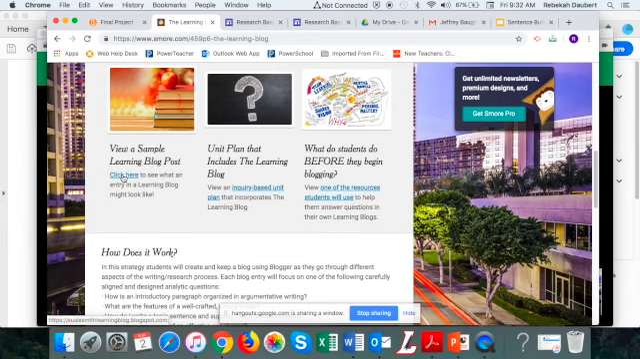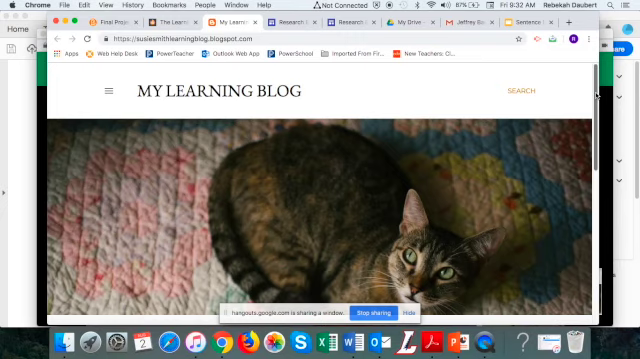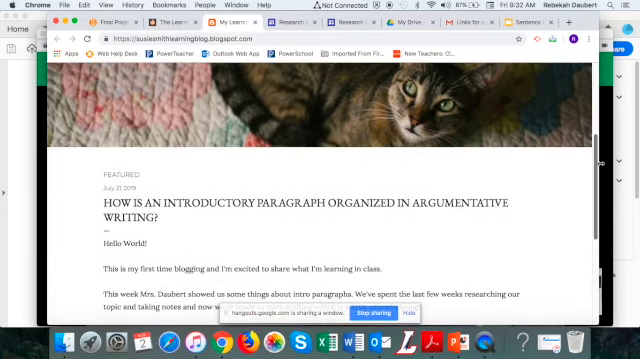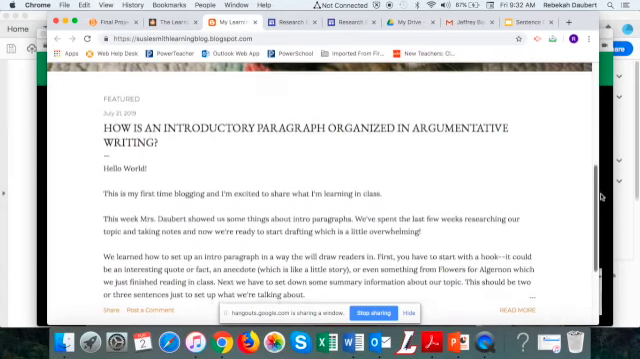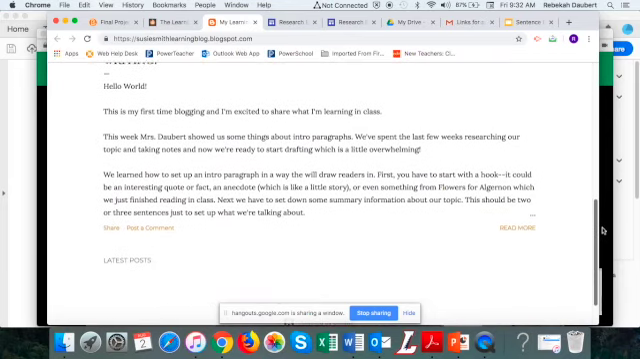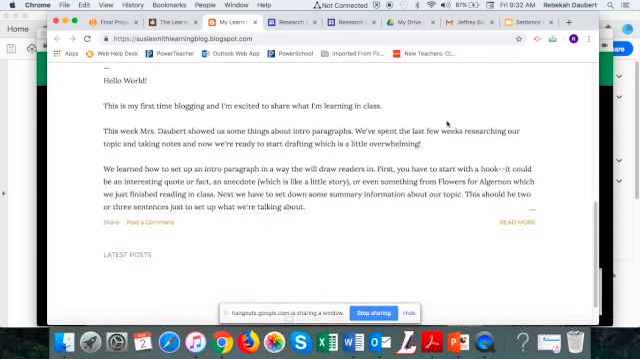So I did make a sample. Let's see if I can get that up. Yeah, so I made a sample post just really briefly of what I would be expecting students to do. Here in that third paragraph, I had my sample student say, we learned how to set up an intro paragraph in a way that will draw readers in. And then the student would go on to describe how you do that. So not only are they doing the writing, they're also thinking about the writing process.